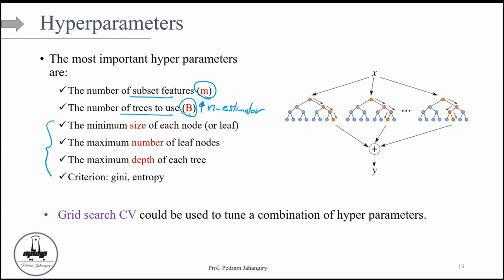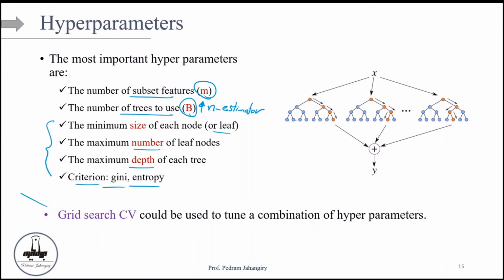Then the rest of them, we have seen these things before. The minimum size of each node or each terminal node, the maximum number of leaf nodes, the maximum number of terminal nodes. So how many terminal nodes we want to see, the maximum depth of the tree, and remember depth was the longest path from the root node to the terminal node. And finally, we can play around with the criteria itself. So if it is classification, we will use either Gini or entropy. If it is regression, there's no choice. We can always use RSS, right? Mean squared error or RSS.